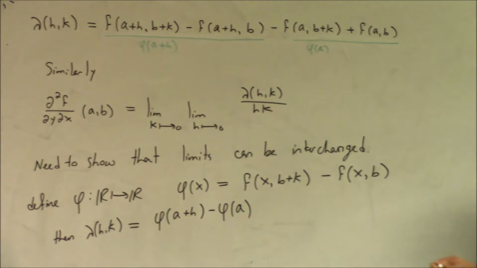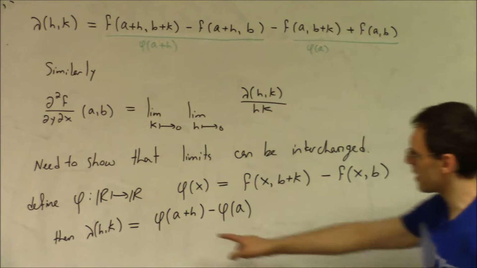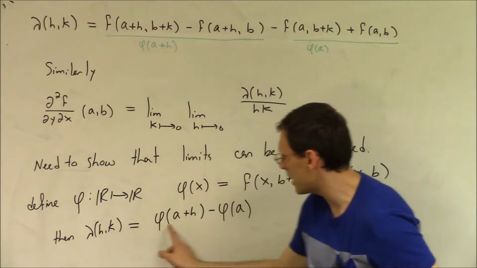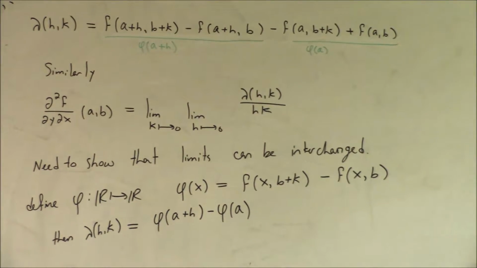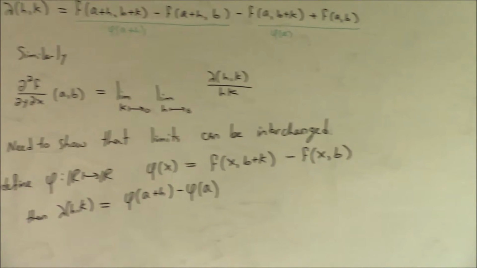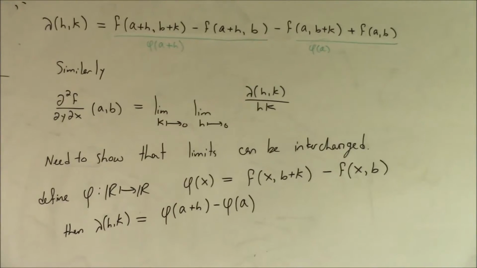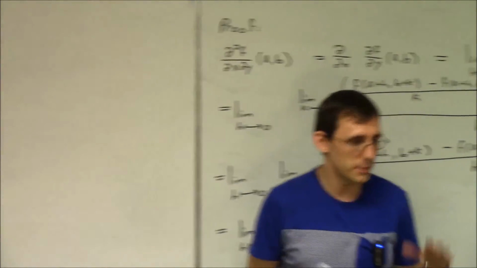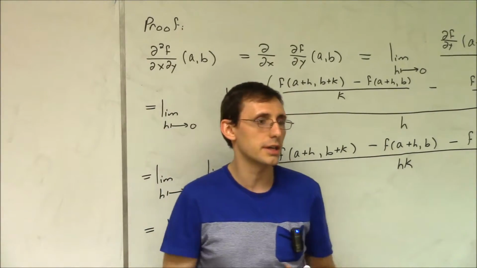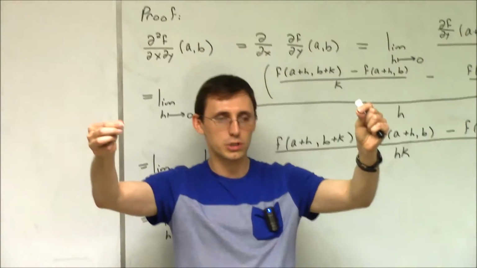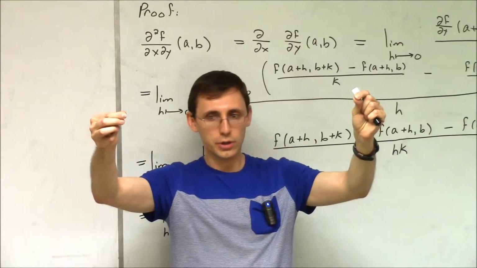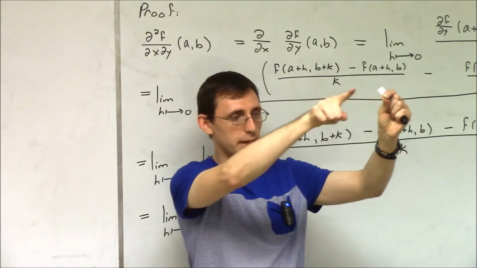So basically, I just say that lambda of hk is really phi of a plus h minus phi of a. I'm reducing it to calc 1 in essence, right? And I'm going to use the mean value theorem. That's really what I need. Basically, the theory of continuity is to allow the mean value theorem. But I think you can reduce the hypothesis to only continuous on lines, because the mean value theorem needs a line.